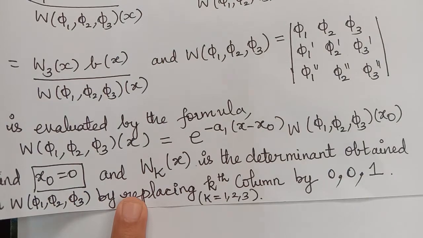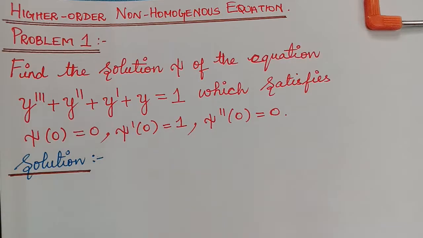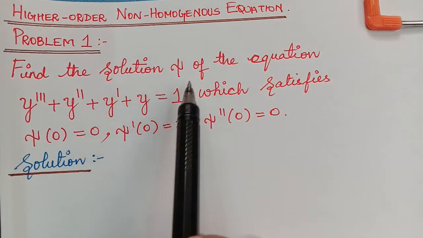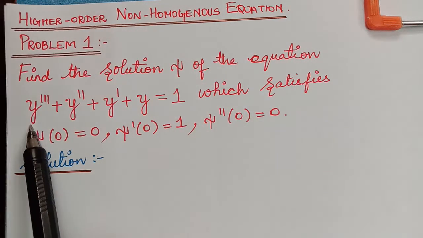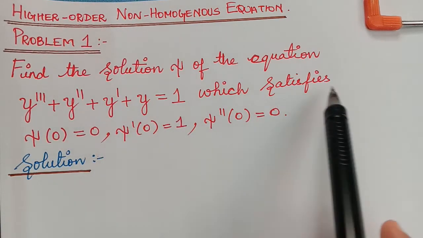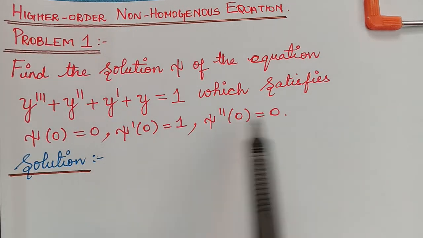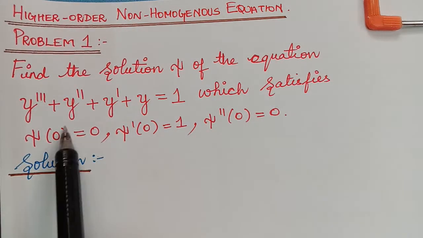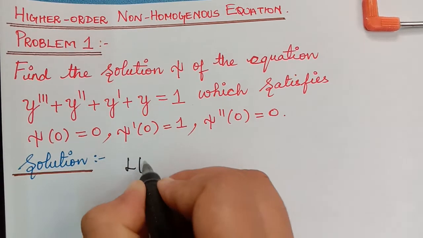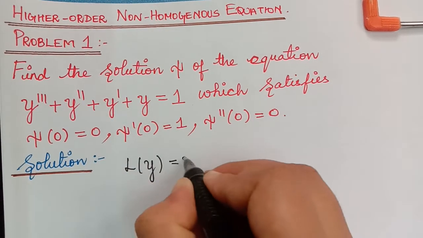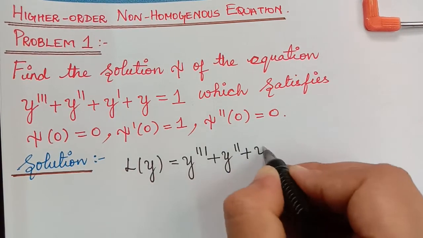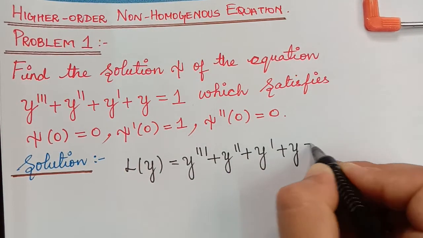So now let's see a problem on this topic. Here we have an example. The question says: find the solution xi of the equation y triple dash plus y double dash plus y dash plus y equal to 1, which satisfies the given conditions. Let us see these conditions later. Now first, the given equation has to be taken and written here as L of y equal to y triple dash plus y double dash plus y dash plus y equal to 1.